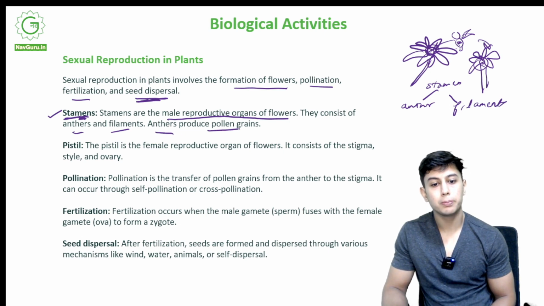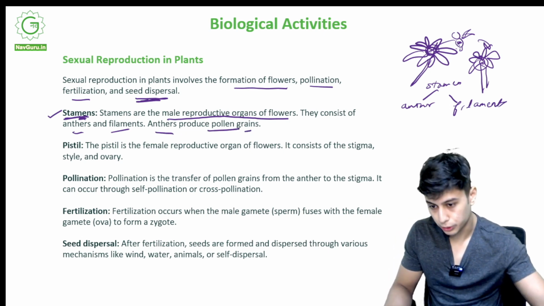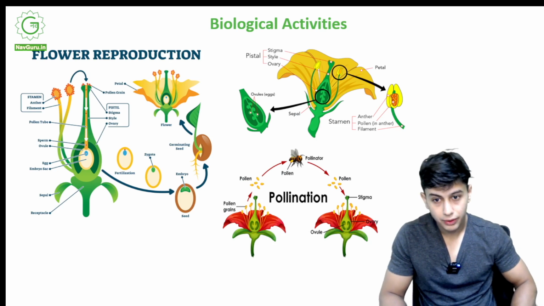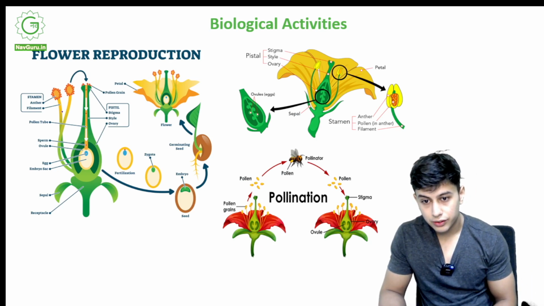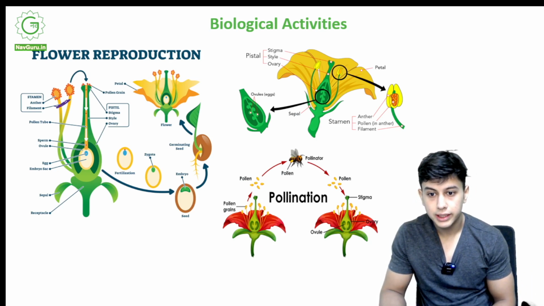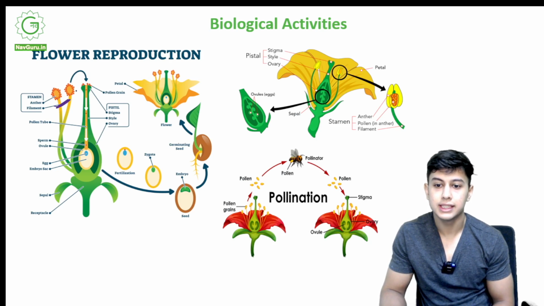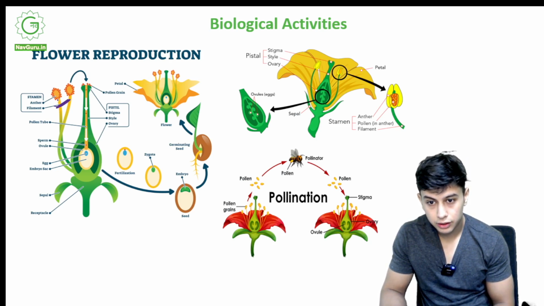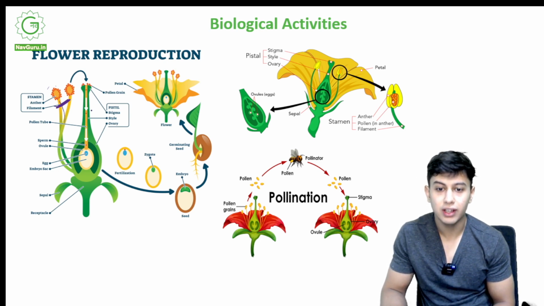Anthers produce the pollen grains. Let me show you. Okay, see over here, these two. These are the stamen, and this is anther through which we have pollen grains, these orange pollen grains, and this long tube that is going down, alright, that is supporting the pollen grains, that is the filament.